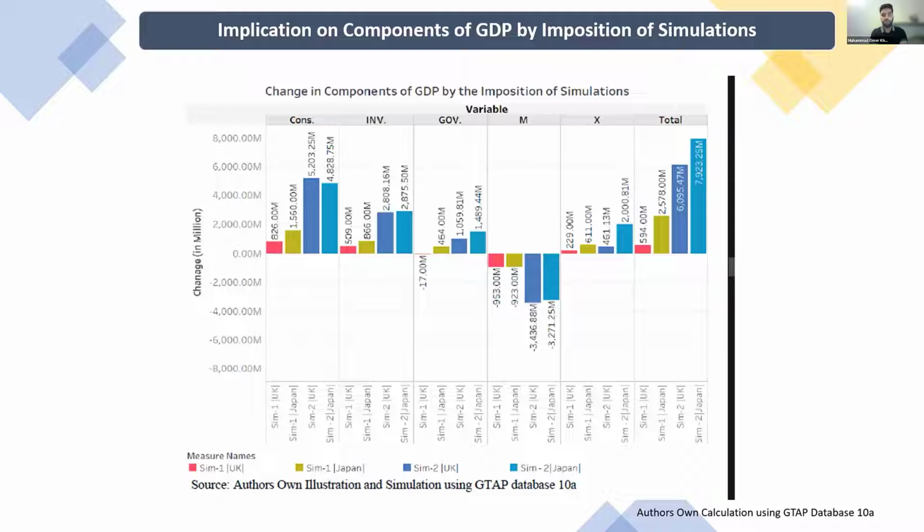Similarly, imports would decrease in both cases. If imports decrease in both cases, it would be a beneficial option. They would be benefited. As for exports, if we look into this, the exports are increasing and are higher than in simulation 1. In total, the gains from simulation 2, that is trade facilitation along with free trade agreement, would be 6,095.47 million for UK and 7,923.25 million for Japan.